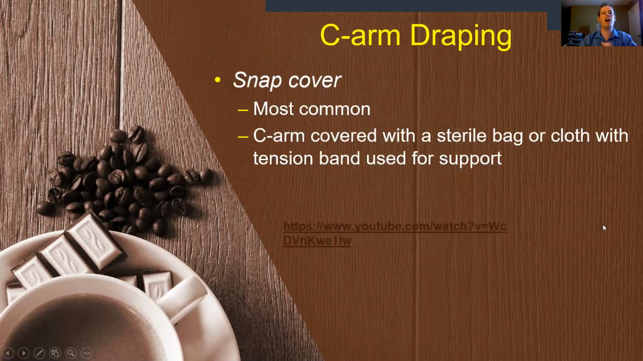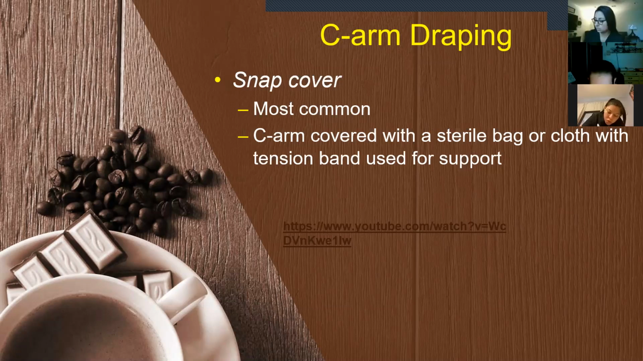Okay, so the most common type of C-arm draping that you will see used within surgery is what we call a snap cover. That is simply a C-arm covered with a sterile bag or cloth, and they use what's called a tension band to keep it wrapped around that C-arm. It's literally just a rubber band they put around that drape to keep it in place. Whenever you're moving that C-arm, the C-arm does rotate. Last thing you want is to be rotating that C-arm around a patient and it slips off. That tension band is going to keep that from slipping off completely.